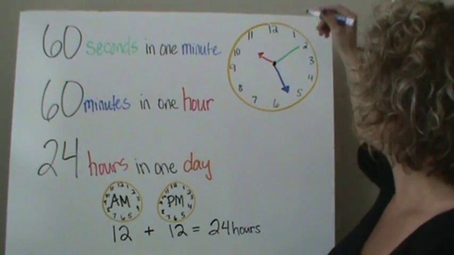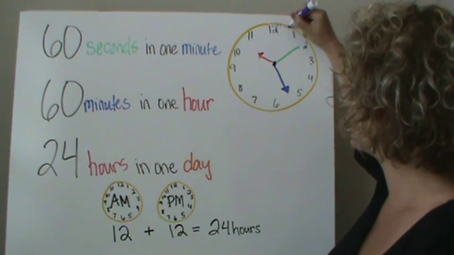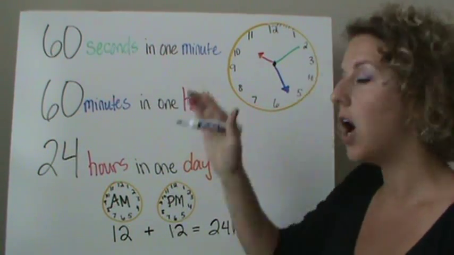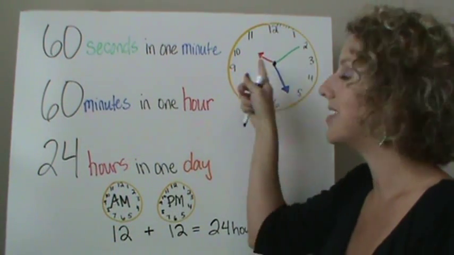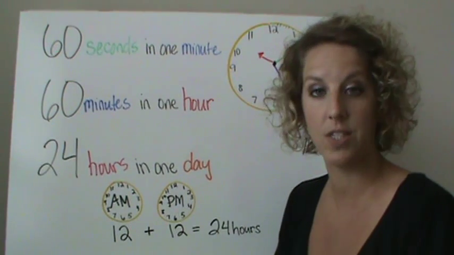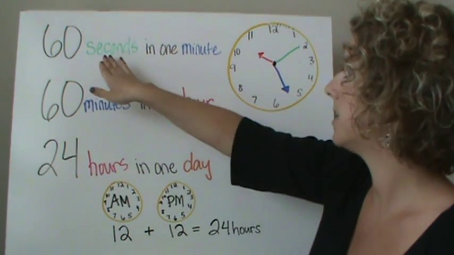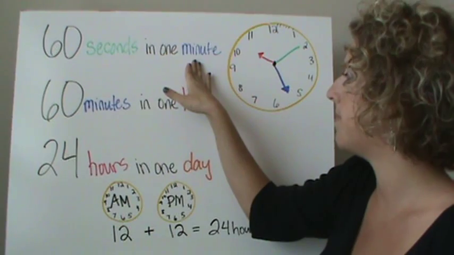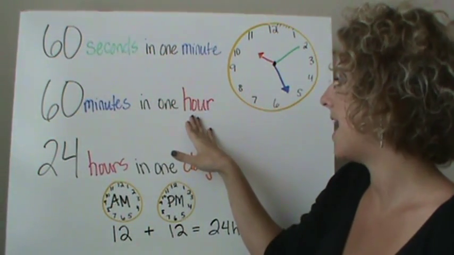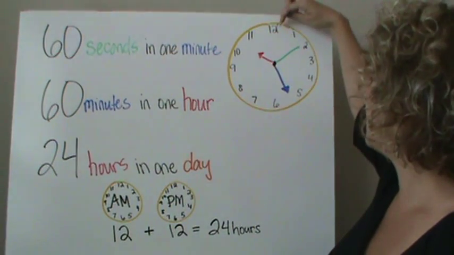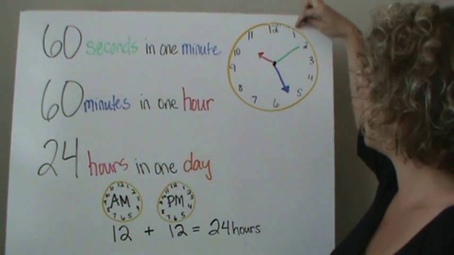If you look at a traditional clock, there are these little teeny marks all the way around. And when the second hand goes by, there are 60 of those little marks on a clock. So there's 60 seconds in 1 minute. There are also 60 minutes in 1 hour. And again, each little mark represents a minute.